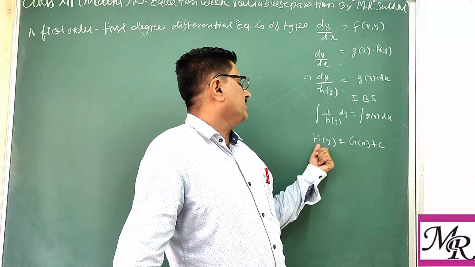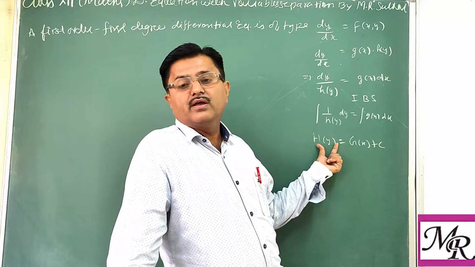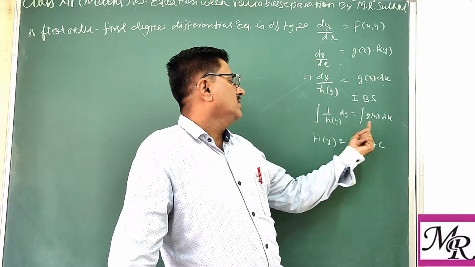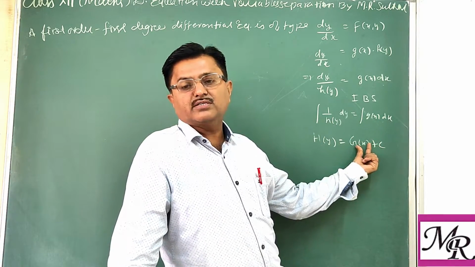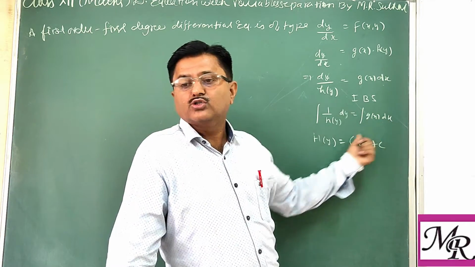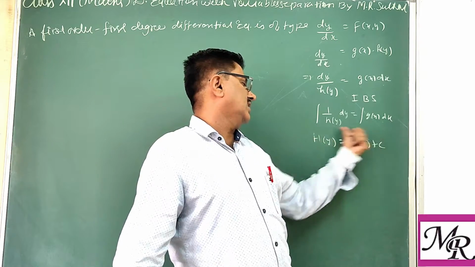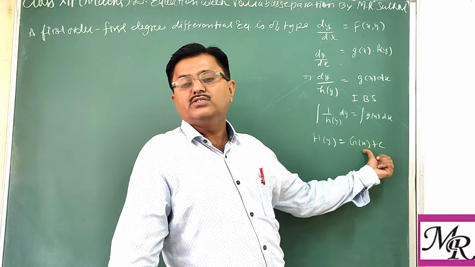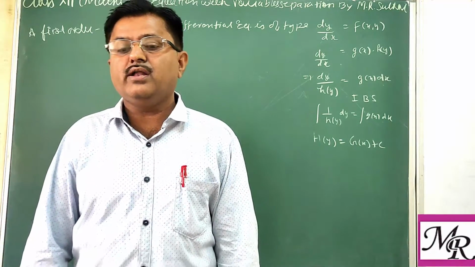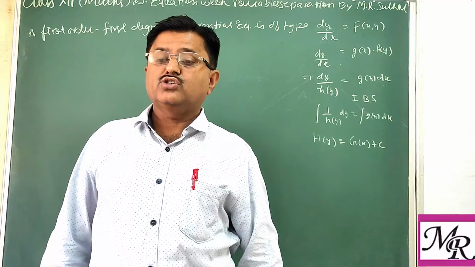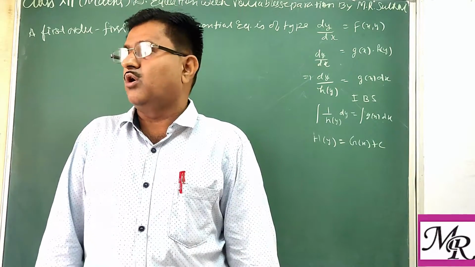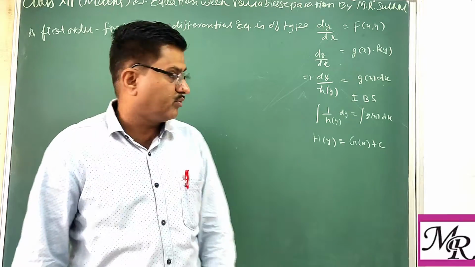So here we take capital H of y. This is the integration of the given function 1 upon h of y, and this capital G of x is the integration of the function g of x. So finally you get a curve like this, H of y equal to G of x plus c. So this is the curve, meaning the solution of the given equation. So in this way one can move towards the solution of the differential equation.